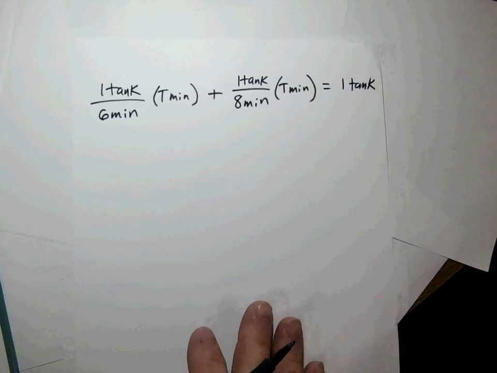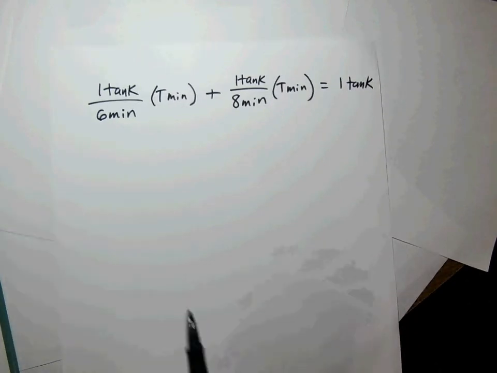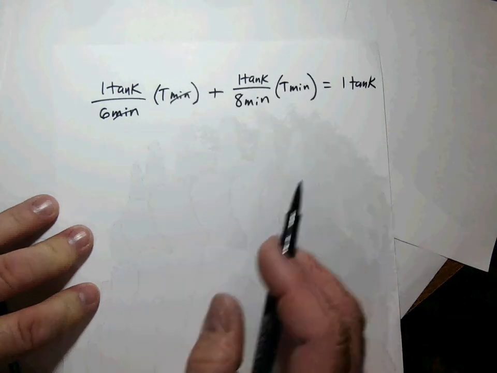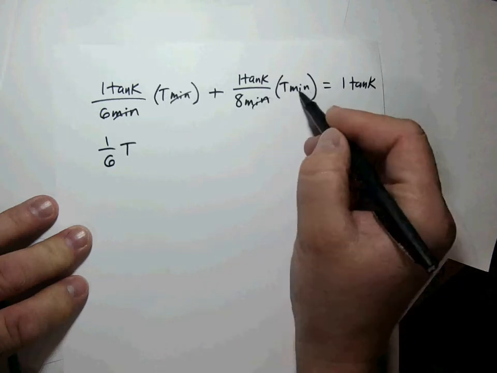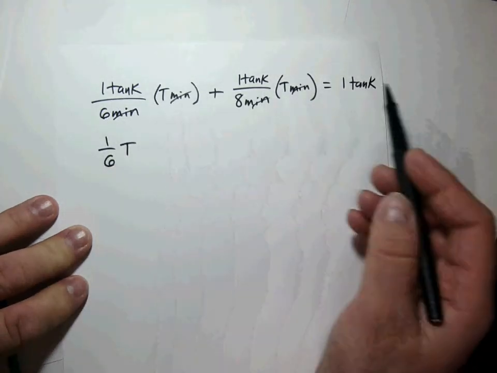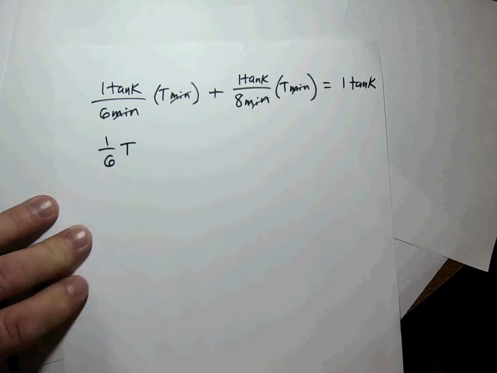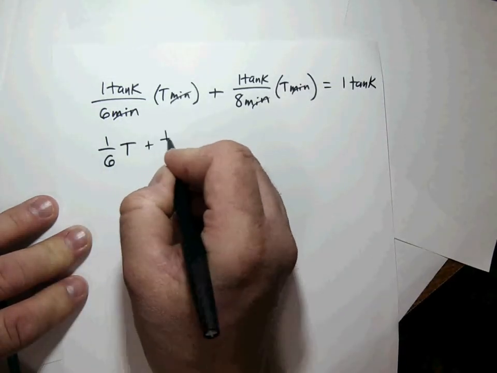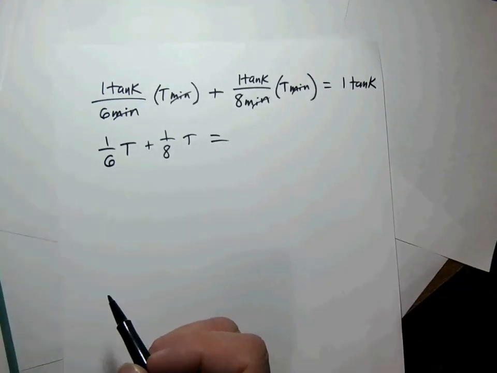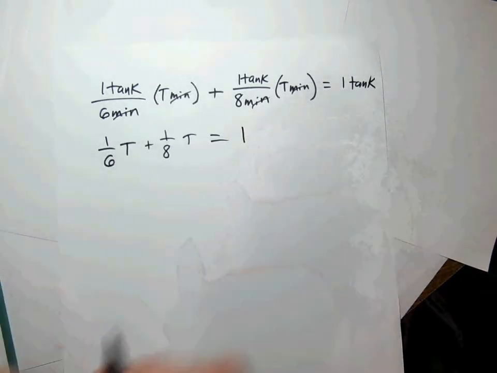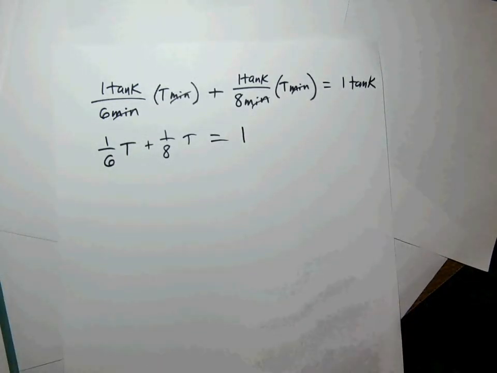So there's my equation. If I go ahead and cancel out units here, and I'm going to drop units for the time being, I'll have 1/6 times T, again the minutes cancel, the only unit left on the board is tank. Tank plus tank equals tank, so that makes sense. 1/6 T plus 1/8 T equals, what's that going to be? 1, right? 1 tank. I'm dropping the name tank for a minute here. So 1/6 T plus 1/8 T equals 1. What T is going to accomplish this? I don't know. I've got to solve this equation.